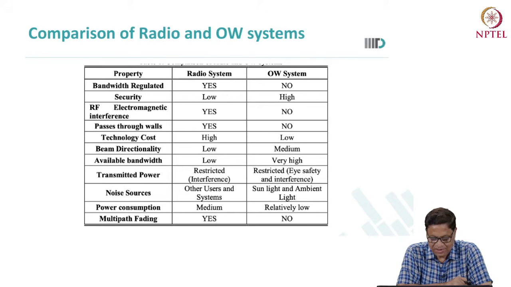The noise sources for radio systems are other users and systems which are currently operating. And the noise sources for optical wireless system come from sunlight or ambient light. The power consumption for radio system is medium to high, whereas for optical wireless system, because it uses devices which consume very less power, it is relatively low. The multipath fading is significant in a radio system, whereas there is no such thing in optical wireless system.